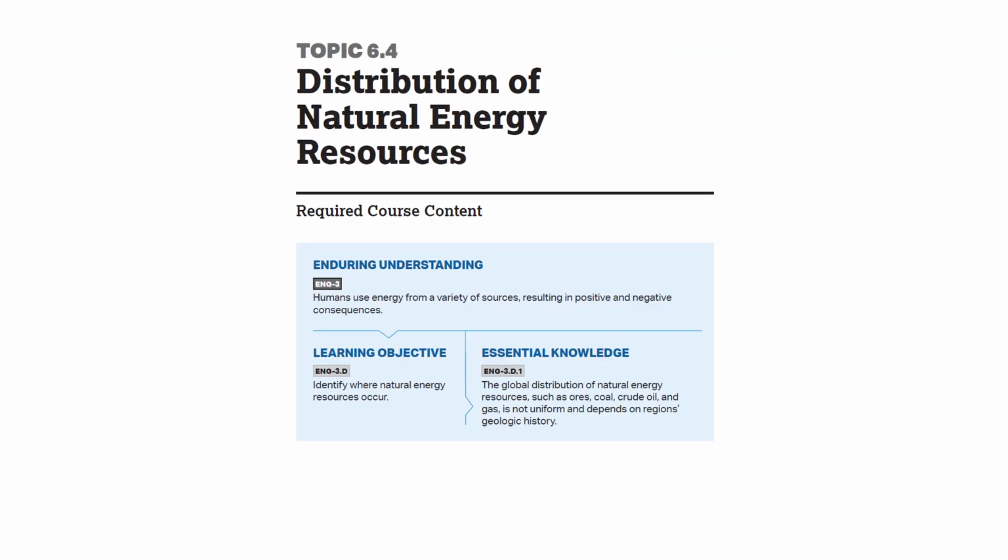So the last learning objective is identifying where natural energy resources occur and the global distribution of natural energy resources such as ores. For that, we're usually talking about uranium, but other fuels as well. Coal, crude oil, and gas, it's not uniform. It depends on a region's geologic history, okay? As well as other physical features.